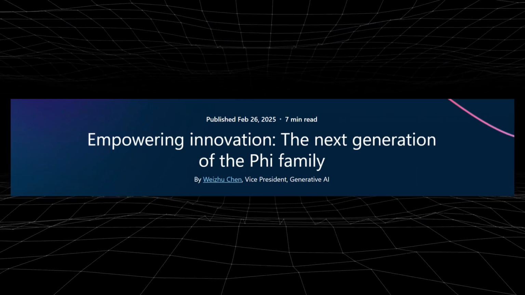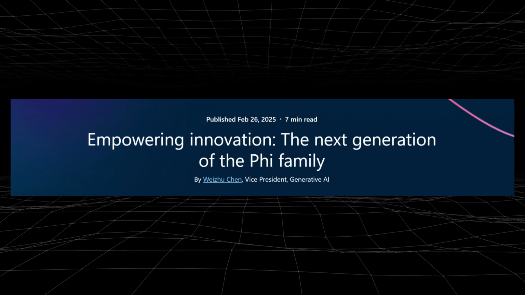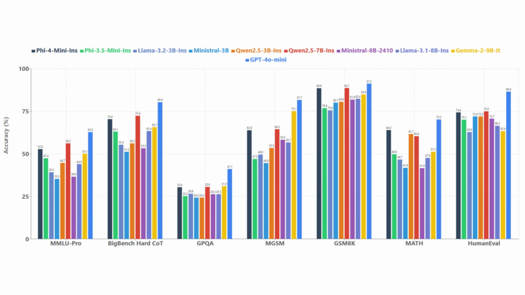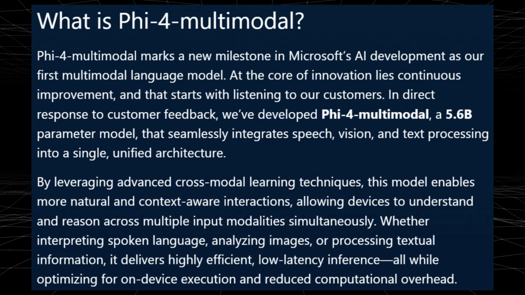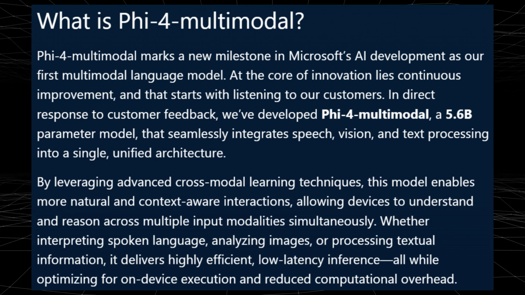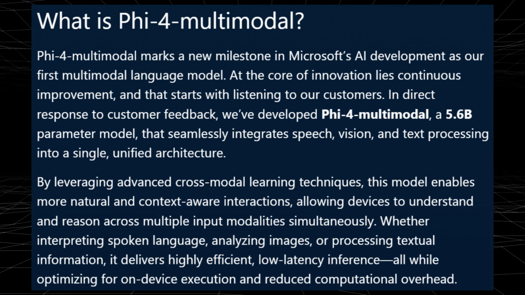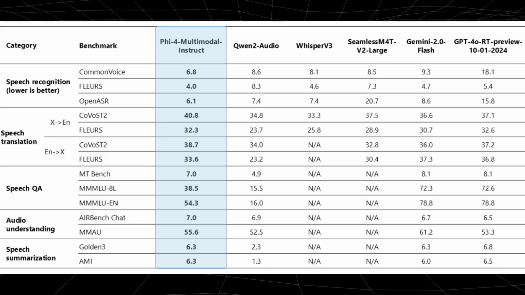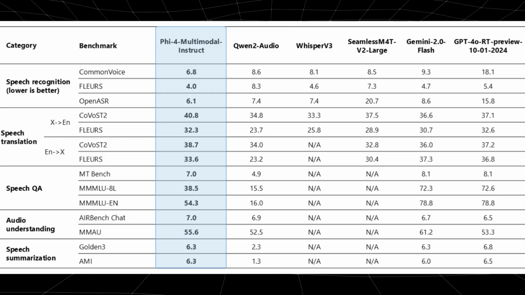Microsoft just dropped Phi-4 Multimodal and the Phi-4 Mini, two tiny AI beasts that punch way above their weight. These two small language models, or SLMs, are designed to bring advanced AI right to your devices without melting your CPU. Let me break it down, what's hot and what's not, and why these little guys matter.